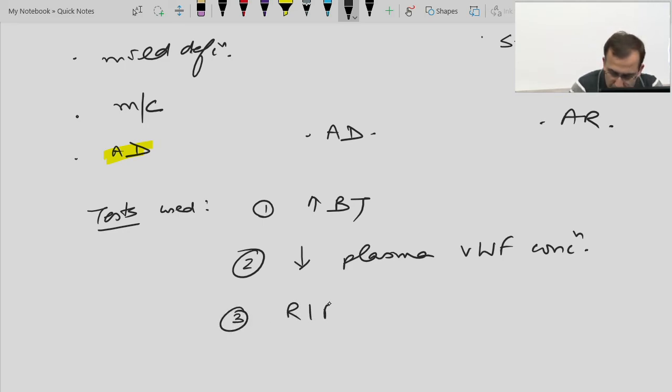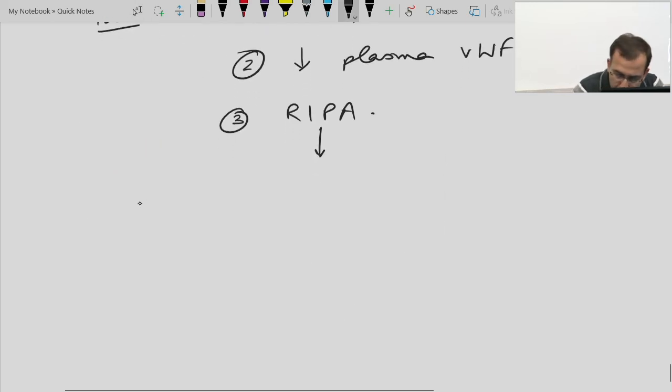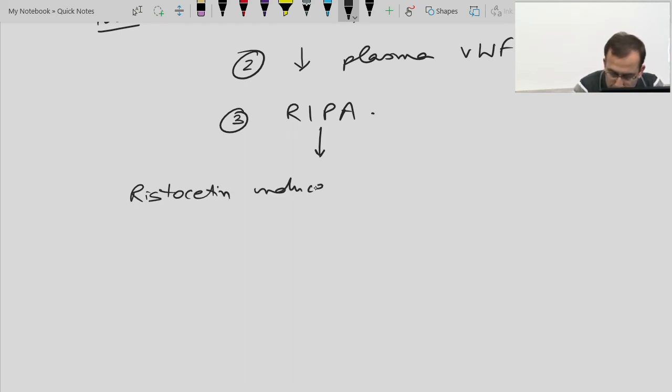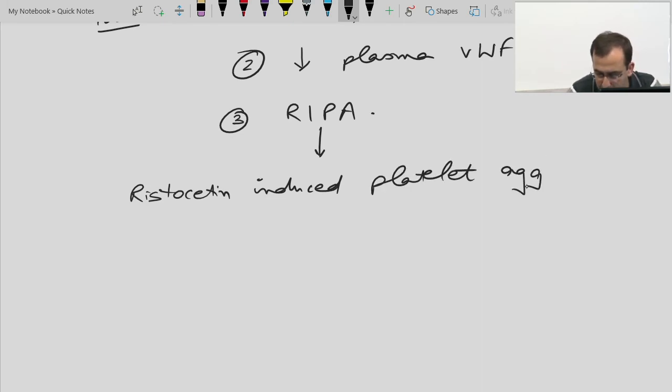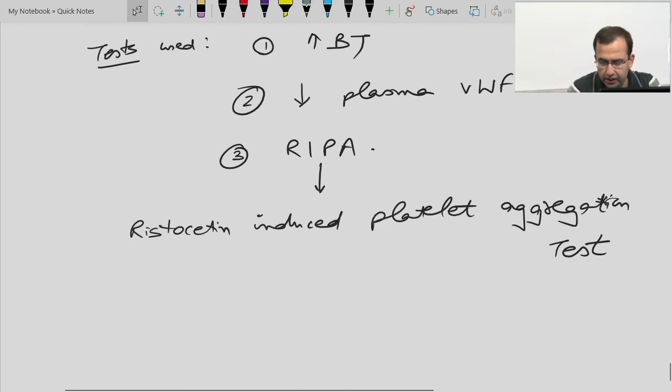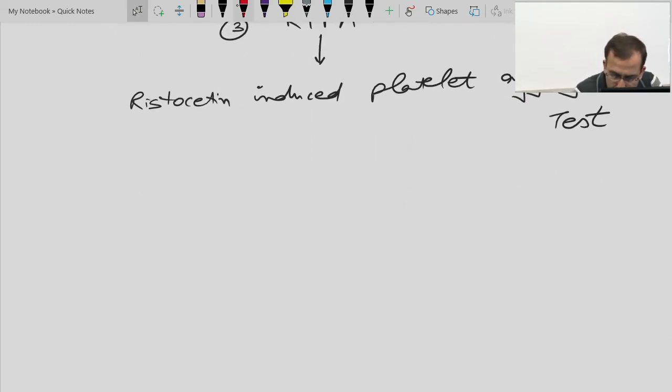The next test is RIPA. RIPA stands for Ristocetin induced platelet aggregation test. So the tests used for von Willebrand disease: increased bleeding time, reduced plasma von Willebrand factor concentration, and RIPA, the Ristocetin induced platelet aggregation test.